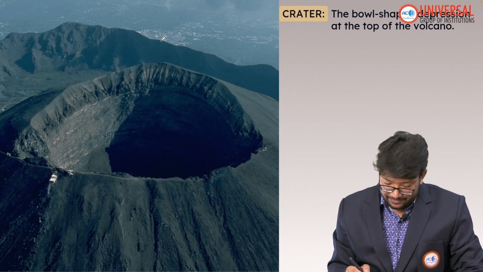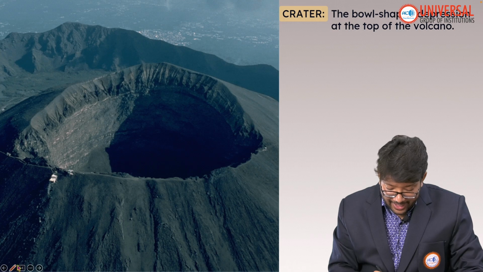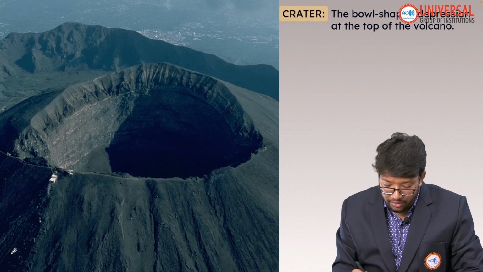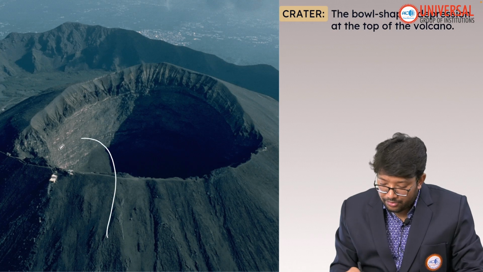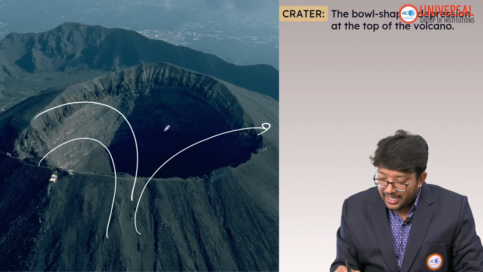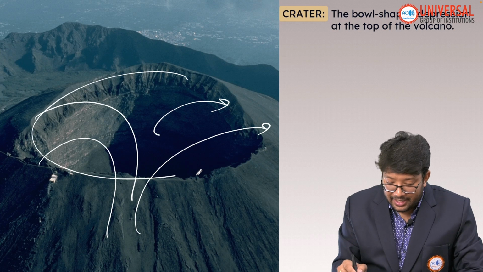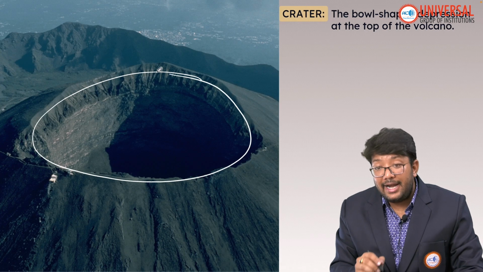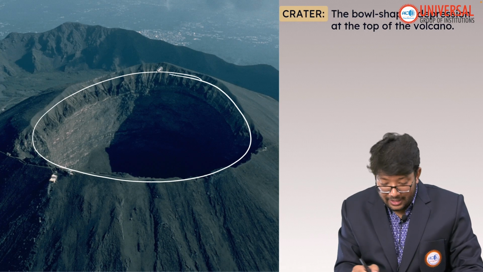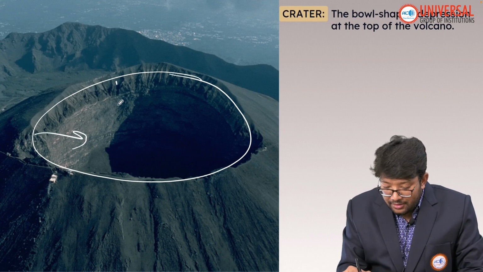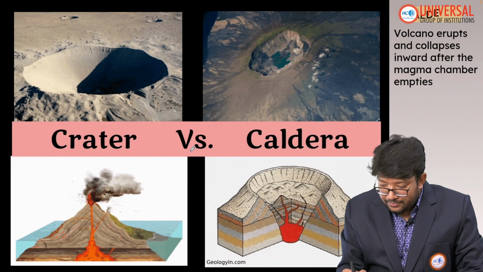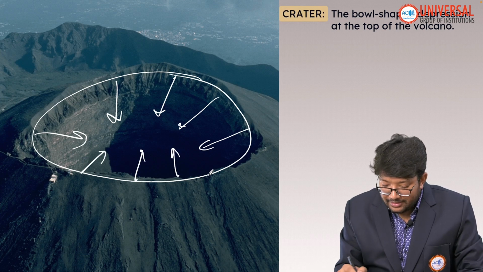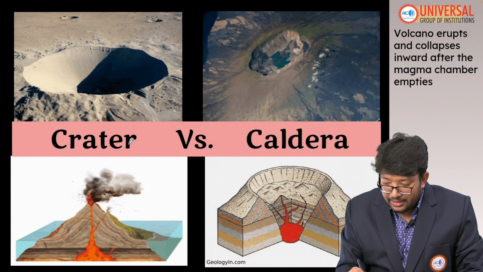Next is crater. Right now lava is not coming out from this volcano, but when the lava was coming out, it created a bowl-shaped depression here. Can you see? This is the bowl-shaped depression. And if this depression collapses inward like this, that is called caldera.